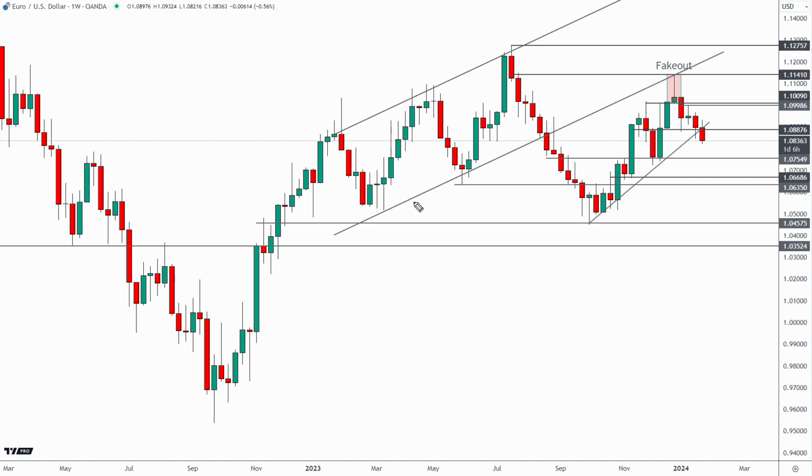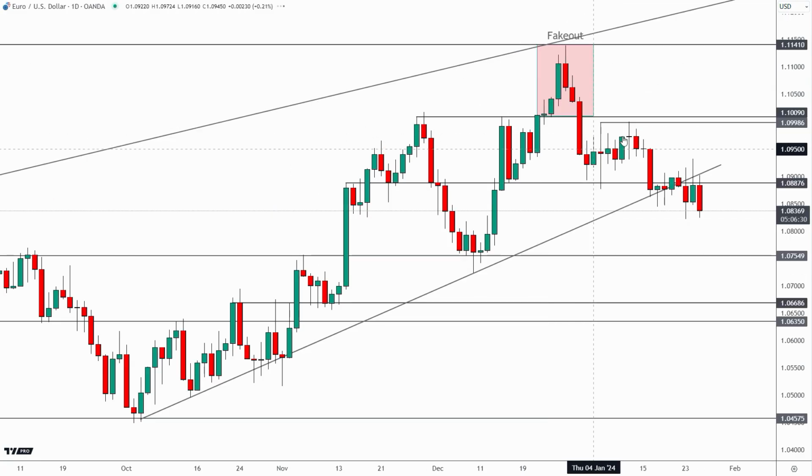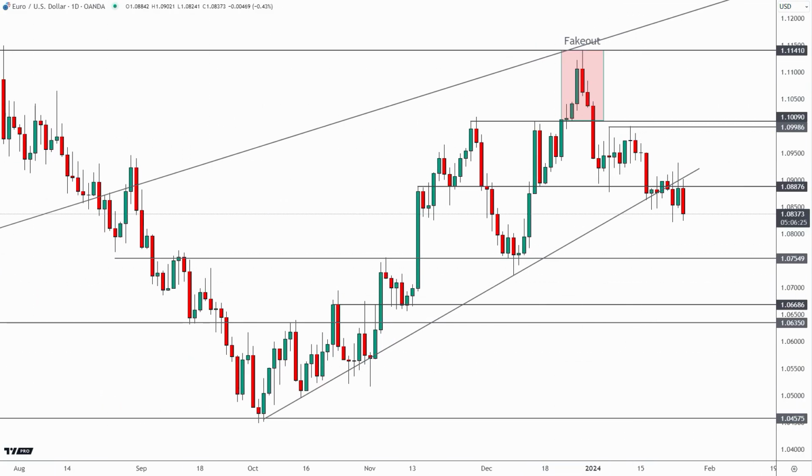But all in all, it does look pretty bearish when you consider that this could have been a retest of the bottom of this channel. And we also had that fake out at 1.10. So bulls were not able to hold the euro above that level back here at the start of this year. And if you guys have watched these videos, you know that this close right here is why I was getting bearish on the euro and bullish on the dollar at the start of this year.